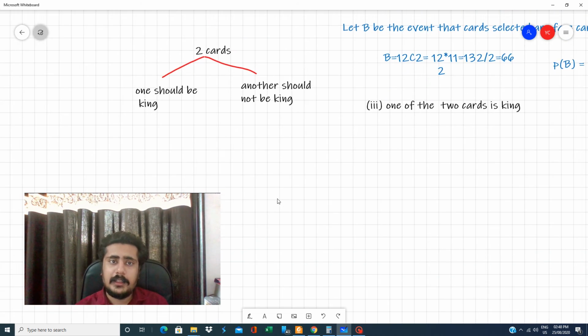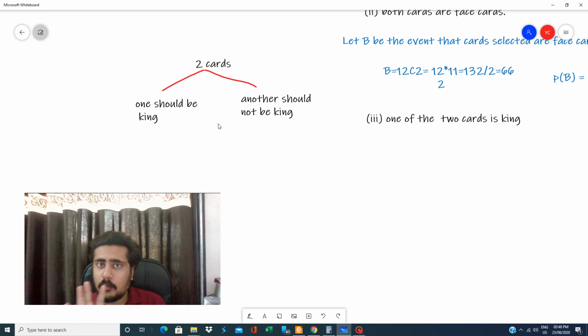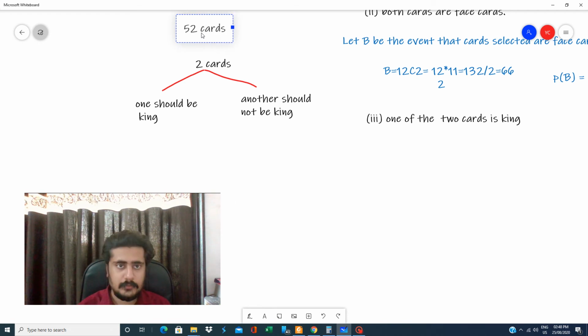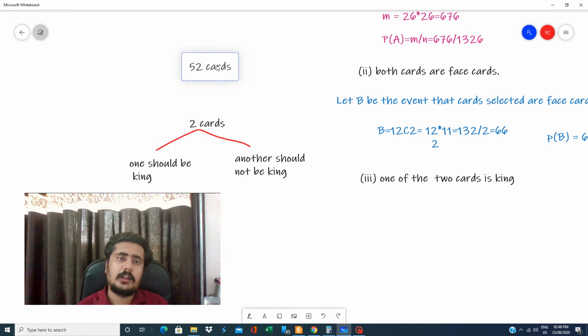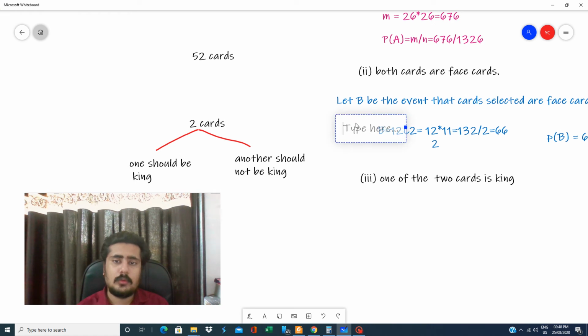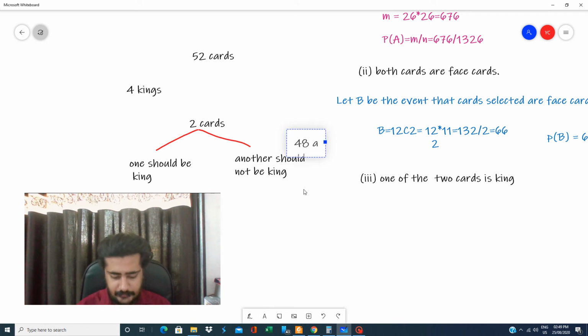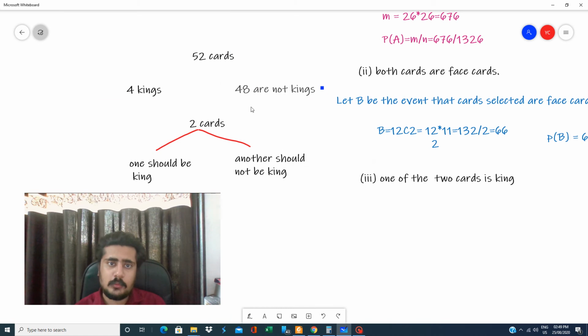Now, in total 52 cards, there are only four kings. That means the rest of the 48 are not kings. I hope you got my point. In 52 cards, 4 are kings. That means the rest of the 48 are not the king.